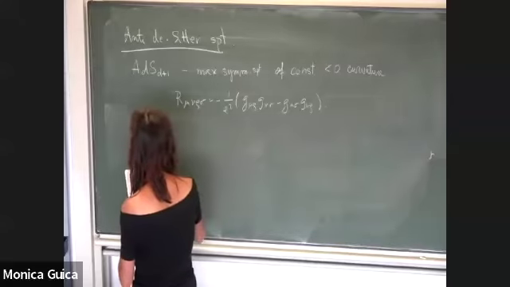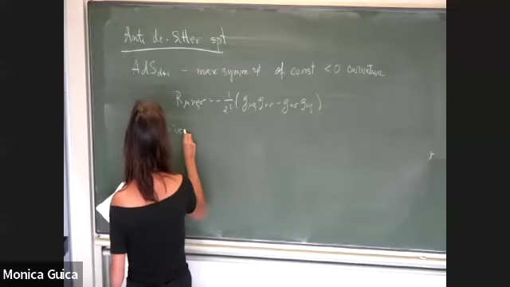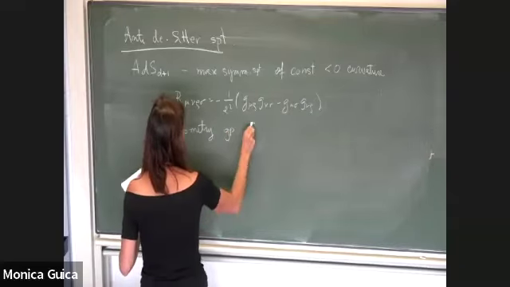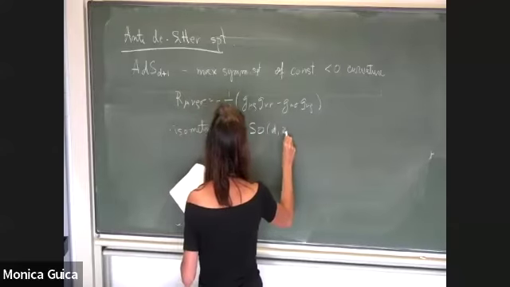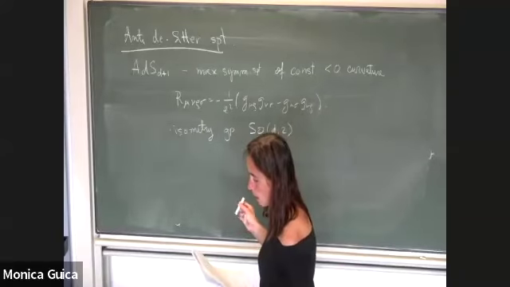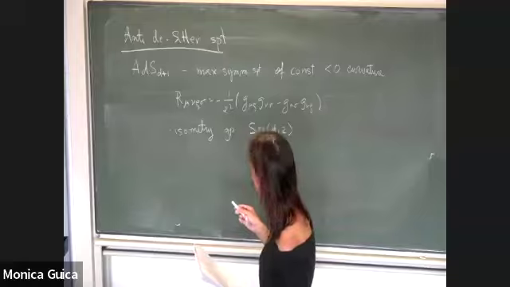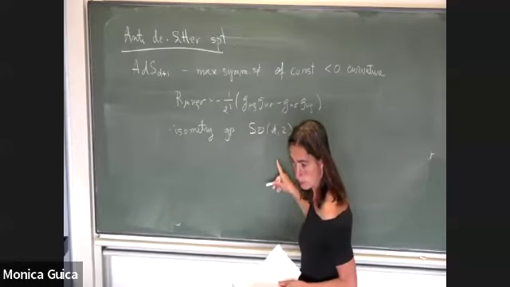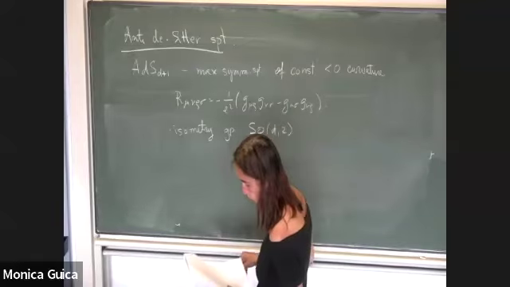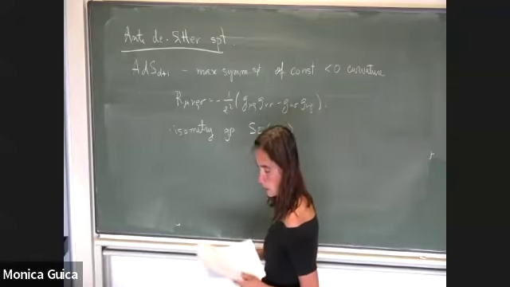And it is, so the isometry group is SO(d,2). This is just from the algebra of the Killing vectors. And this is for Lorentzian AdS. For Euclidean AdS, it's going to be SO(d+1,1), but we won't talk about it so much.